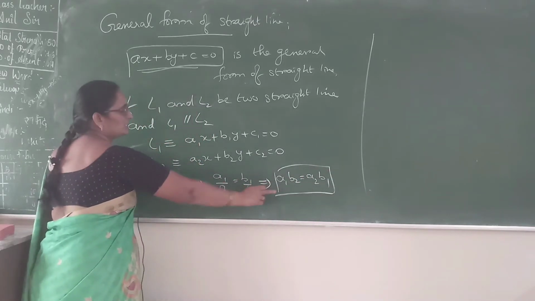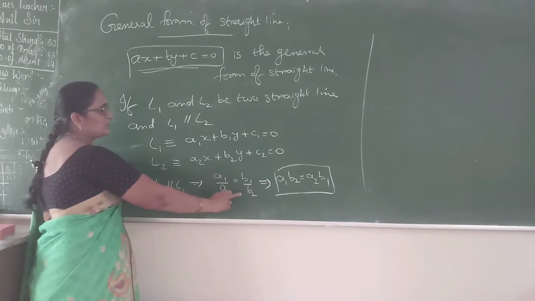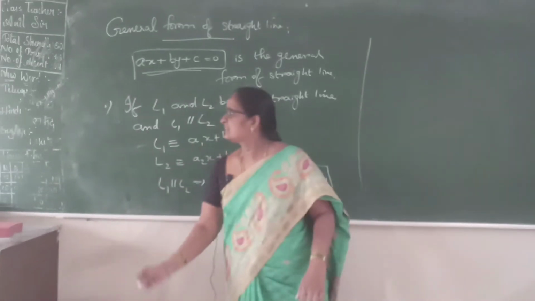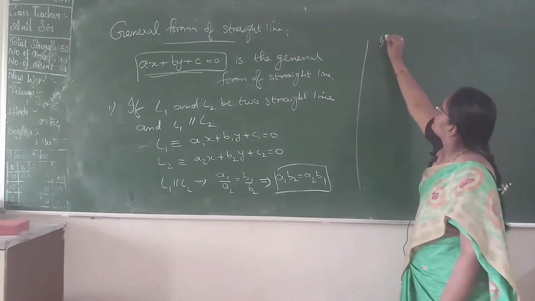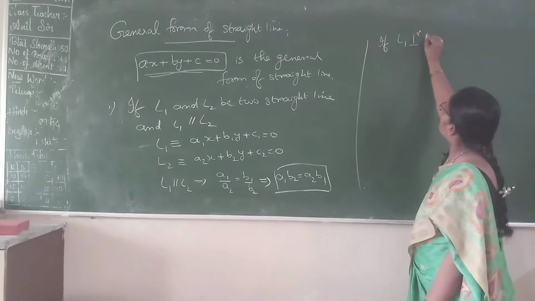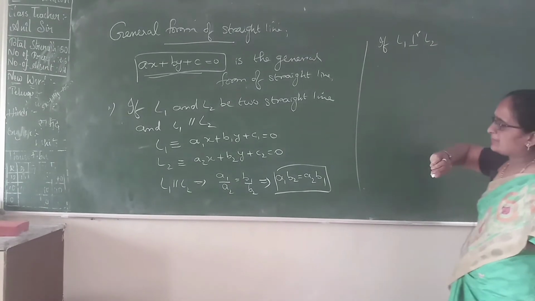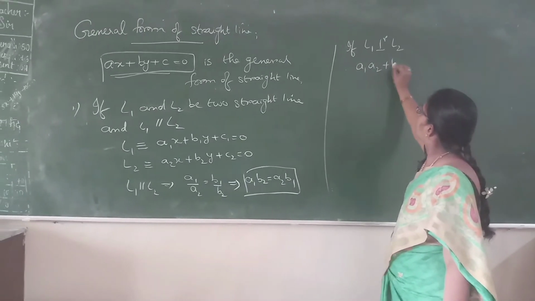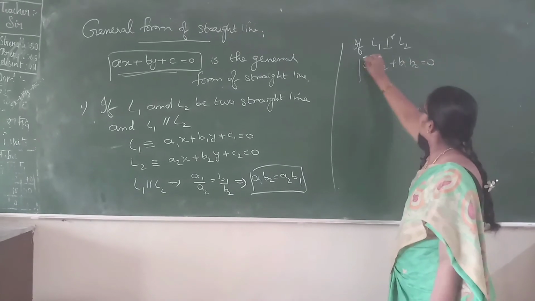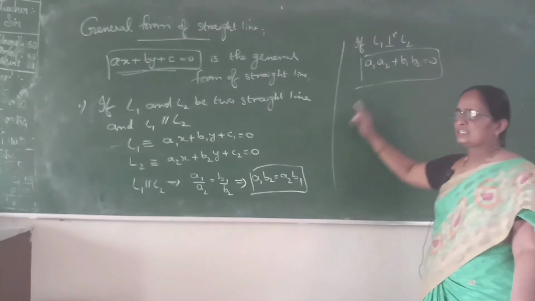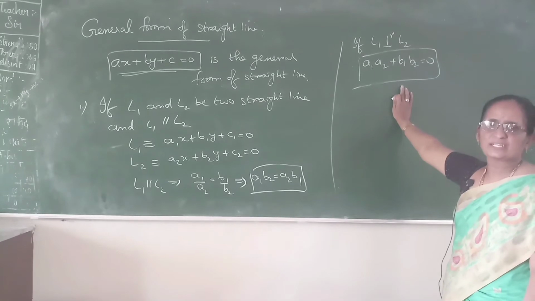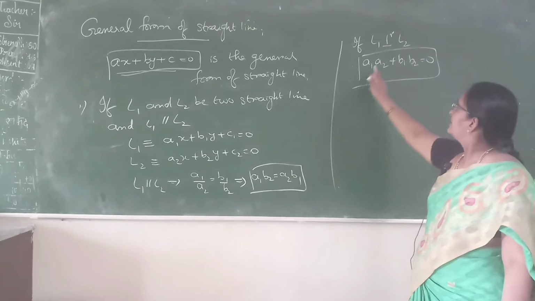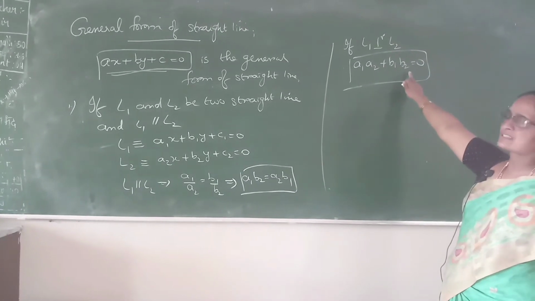You can remember any one of this, A1 by A2 equal to B1 by B2 or A1 B2 equal to A2 B1. Now, similarly, if we consider that L1 is perpendicular to L2, then the condition is A1 A2 plus B1 B2 equal to 0. This you have to remember. Why? Because we will be using it in the problems so many times. So, parallel condition is A1 B2 equal to A2 B1 and perpendicular condition is A1 A2 plus B1 B2 equal to 0.